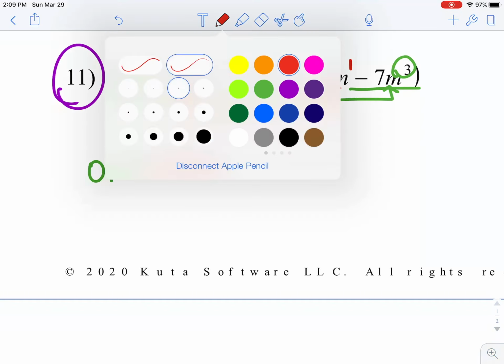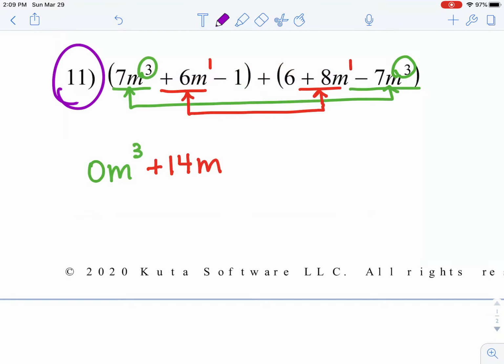All right, the last term here is going to be my constant terms. We call those constant terms when they don't have a variable. So I have a negative 1 here, and I have a 6. Those are like terms because they both don't have any m's. So negative 1 plus 6 is a positive 5.